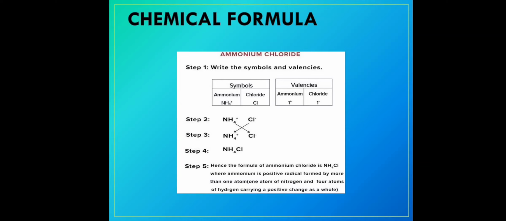So NH4, which has a +1 valency, this valency will move to chlorine, and chlorine's valency will move to ammonium, NH4. And since they both have 1 valency, that 1 is not written. And the formula for ammonium chloride is NH4Cl. Let's see one more example.